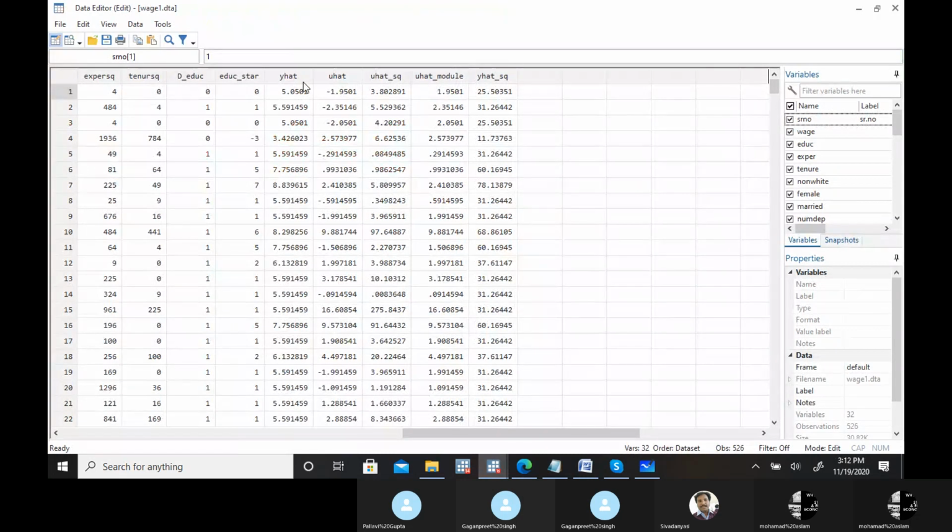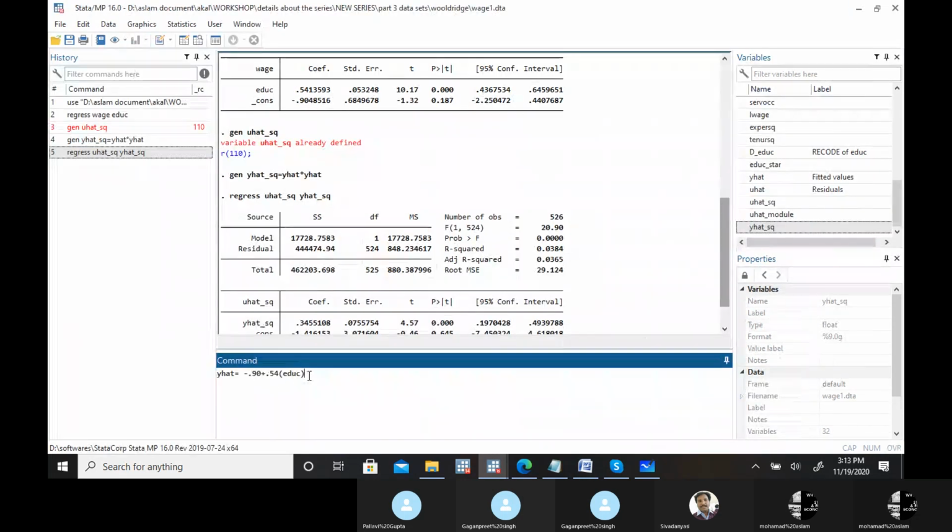This is y hat. It is your intercept coefficient plus the slope coefficient multiplied with all the education levels, and you get this y hat. So this y hat comes from the independent variables, right? If we have 5 independent variables, y hat can include all of them.